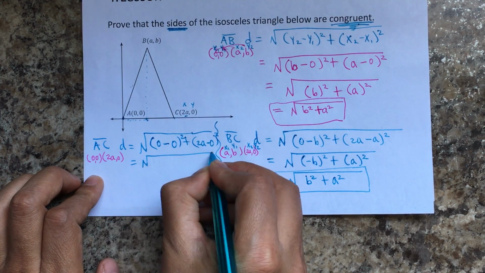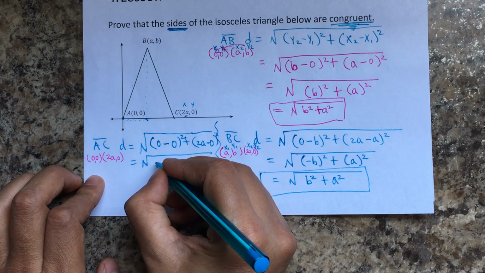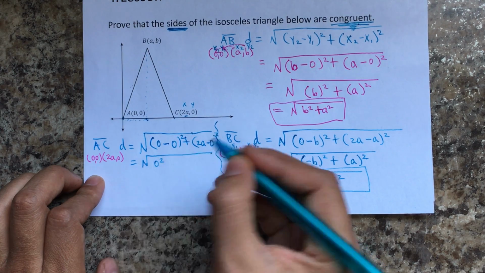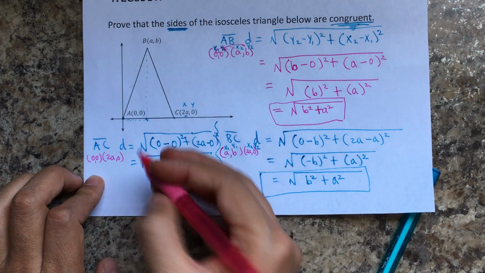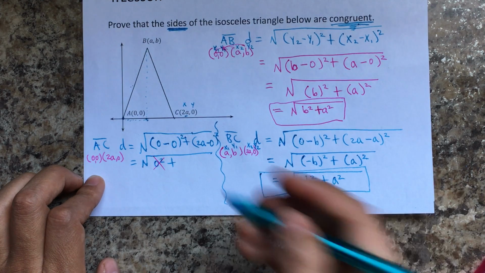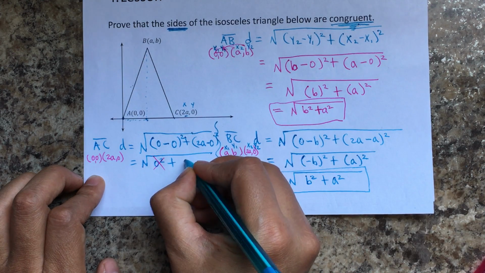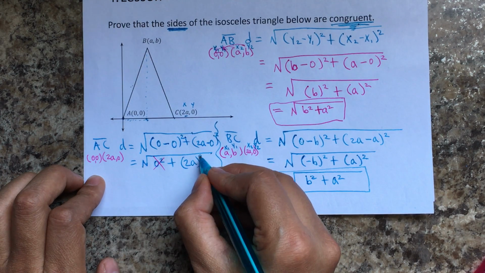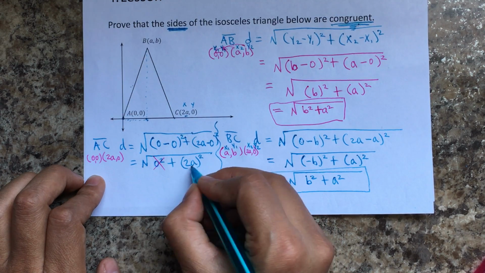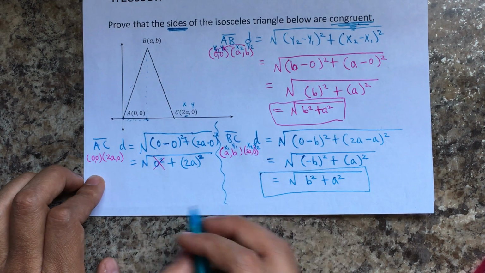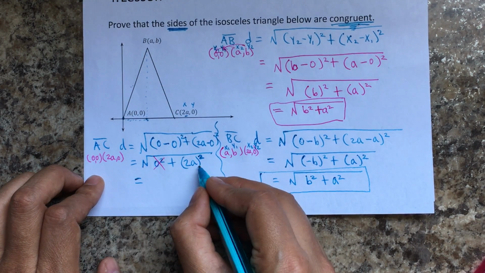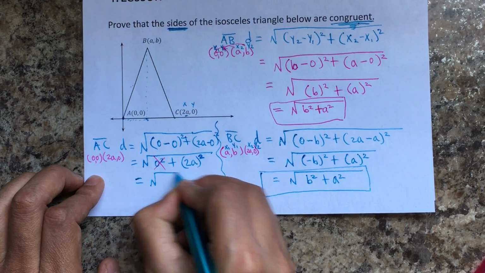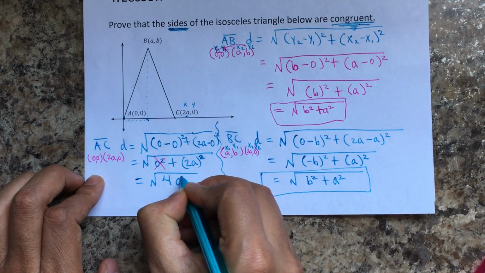Okay, and so in here we get 0 minus 0 squared is just 0 squared, which is going to disappear basically. And we have 2a minus 0 is 2a. We have to put it between parentheses because the square in here refers to both, not only the a. And so 2a times 2a becomes 4a squared.